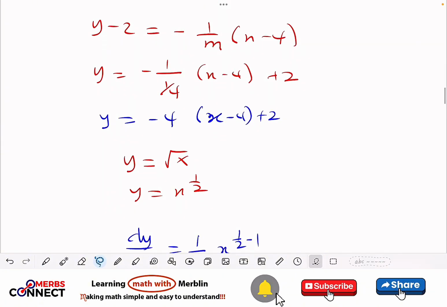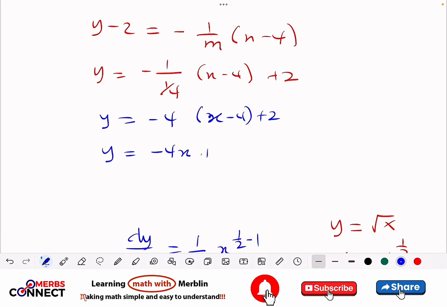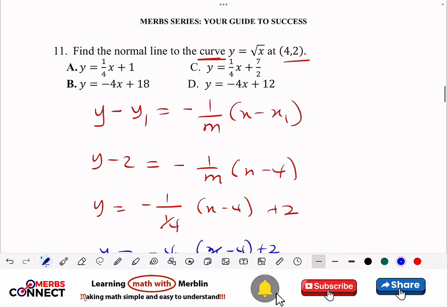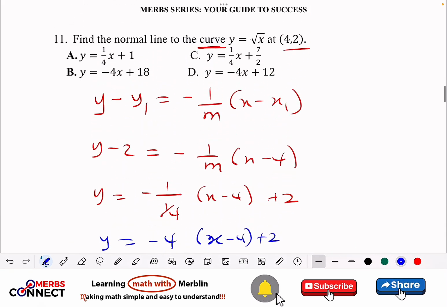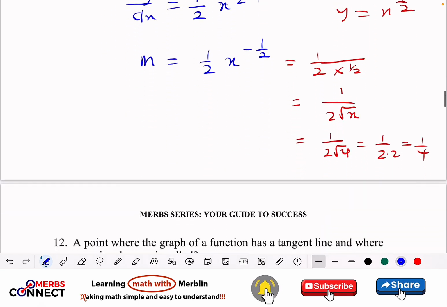So guess what I can do here? Now this is y is equal to minus 4x plus 16 plus 2. So y is equal to minus 4x plus 18. Minus 4x plus 18, which is B right here. Wow. Now let's look at the next question, which is question 12.